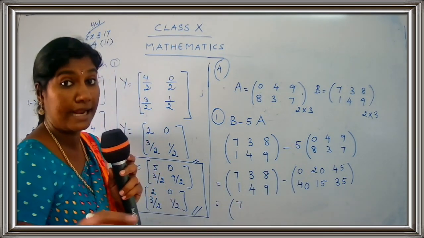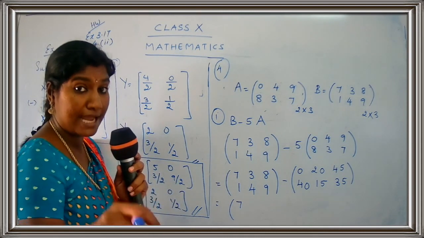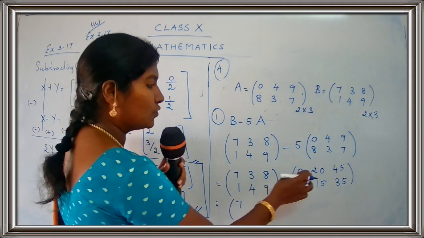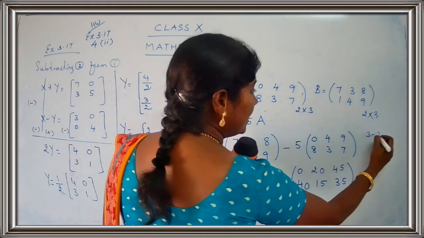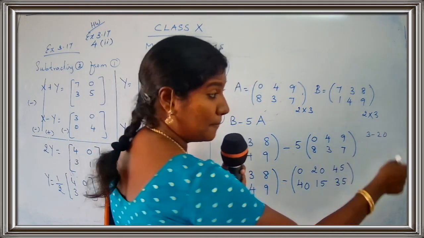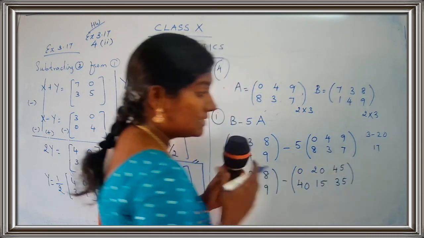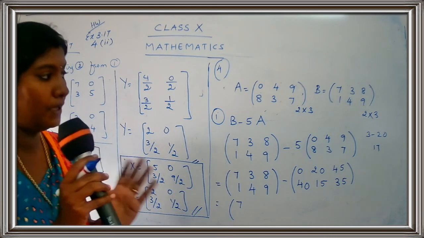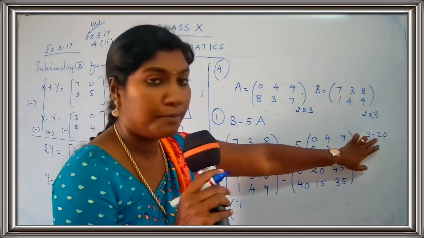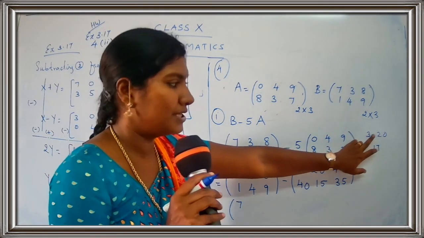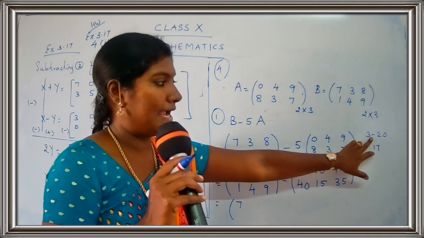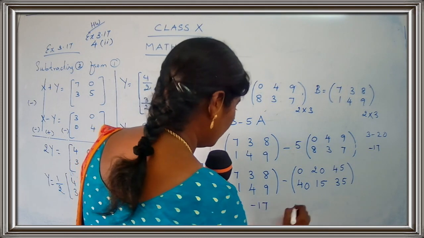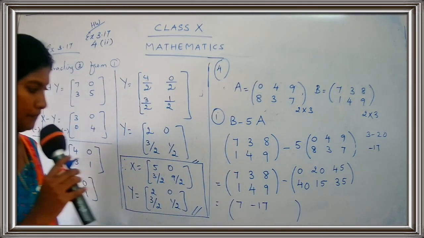Just don't write there 17. You have to be careful with the sign. We are dealing with the integers here. So 3 minus 20. What is 3 minus 20? Plus minus minus. So you get the answer as 17. One more thing. You have to write the sign of the bigger number. Which is a bigger number here? 20 is a bigger number. What is the sign for 20? It's minus. So the answer is minus 17. Okay children, complete the remaining work.